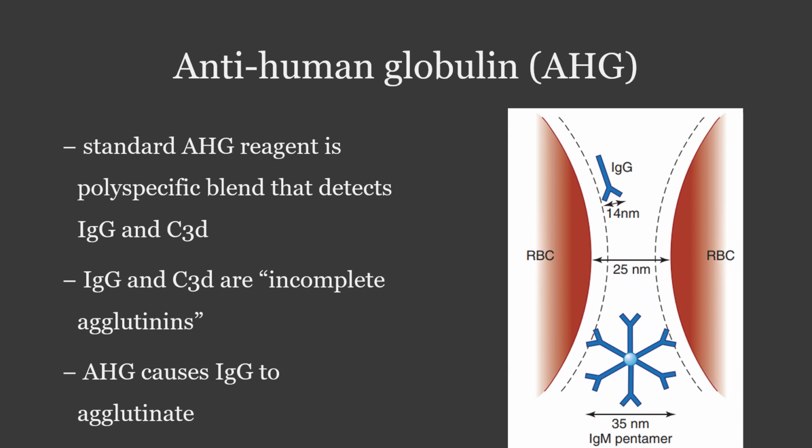This boils down to the fact that the pentameric IgM molecule is able to bridge zeta potential and the monomeric IgG is not. But just because they are not complete agglutinins in vitro doesn't mean they won't lead to phagocytosis by splenic macrophages in vivo.